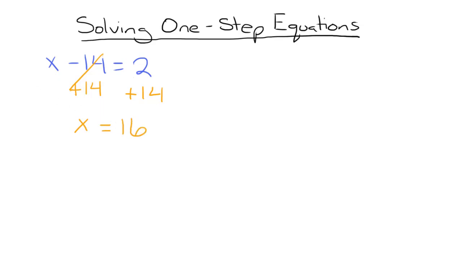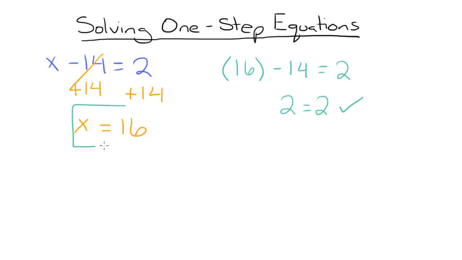If we want to double check our answer, we can plug in our value for x back into our original equation right where we see an x. So if x is equal to 16, we have 16 - 14 = 2. 16 - 14 is 2. 2 = 2 is a true statement, so that means that our answer, x = 16, is correct.